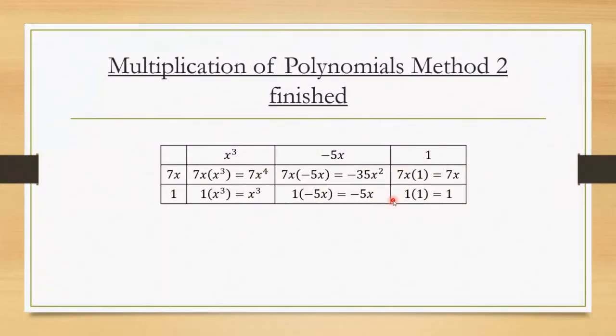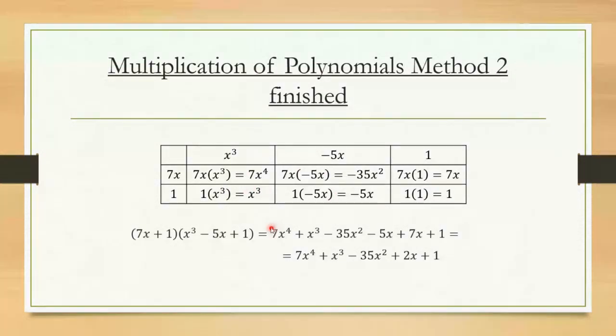Okay, that's fun. But now the question is, how do we get the product of the two? We're going to add up the entries in these boxes. That's what we're going to do. So we have 7x to the 4, right? We're adding that to x cubed, right? We're adding plus minus 35x squared, minus 5x and 7x and 1. And we're just adding them all together. That's how we get this.